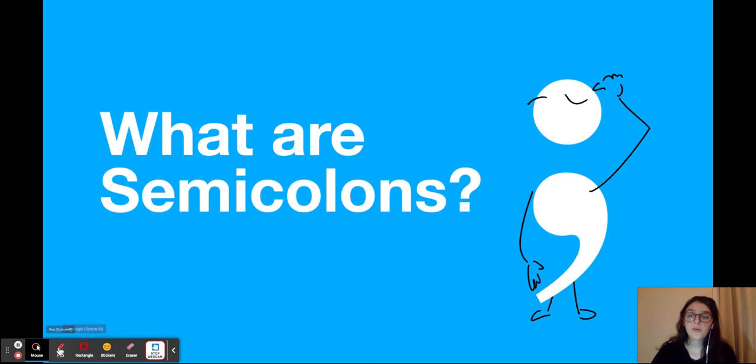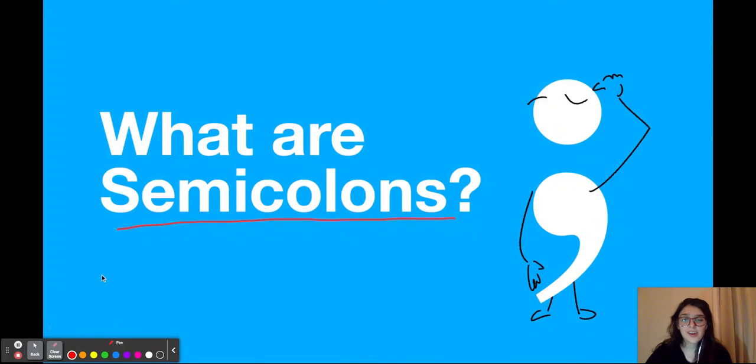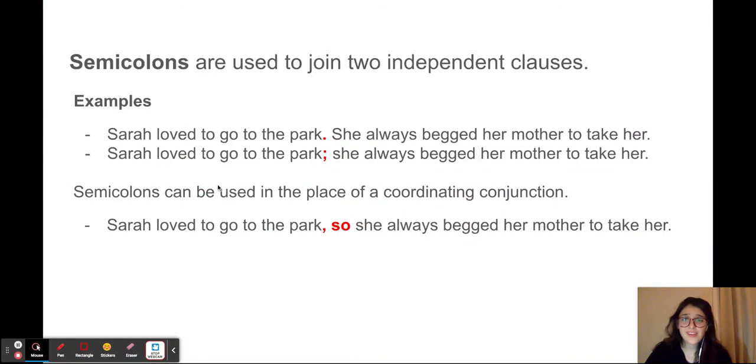Let's take a look. What are semicolons? Today we're going to be learning about what semicolons are. I feel like we see a lot about semicolons when we're reading, when we're talking about grammar, but we don't always have the firmest grasp on what these semicolons are. So let's see. Semicolons are used to join two independent clauses.